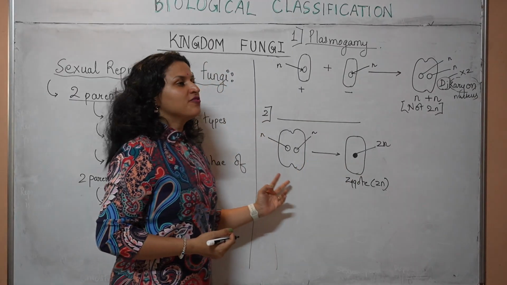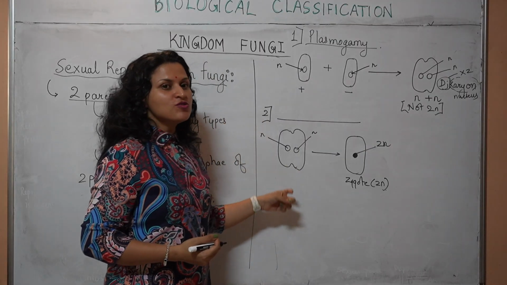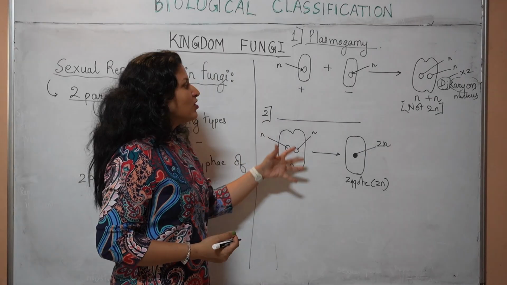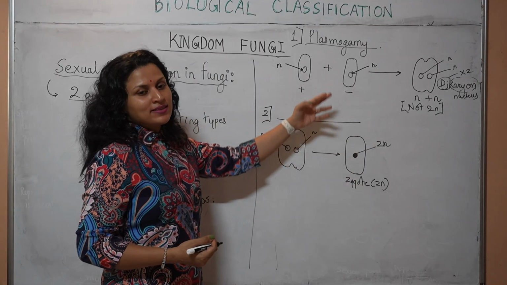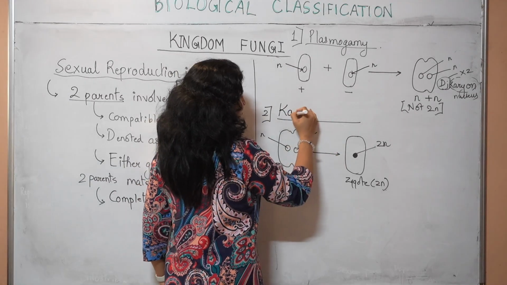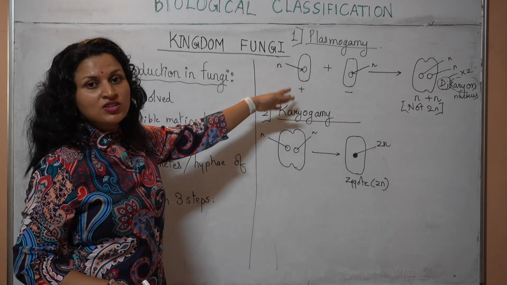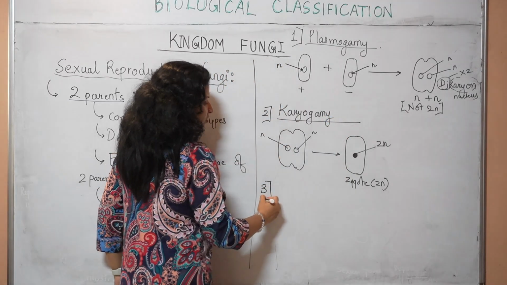So because this is a fusion of nuclei, also called karyon, what will this step be called? The second step will be called karyogamy. Karyogamy. Name of the second step of sexual reproduction in fungi. Finally, we come to the third step.